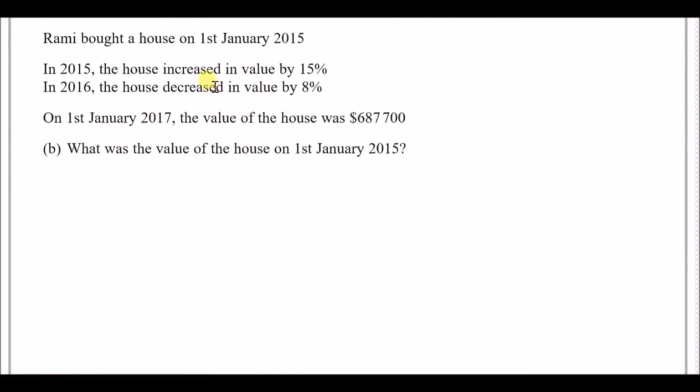Rami bought a house on the 1st of January 2015. So in 2015, the house increased in value by 15% and the next year decreased in value by 8%. So on the 1st of January 2017, so that's 2 years later by the way, the value of the house was $687,700. What was the value of the house on the 1st of January? In other words, what was the original value?